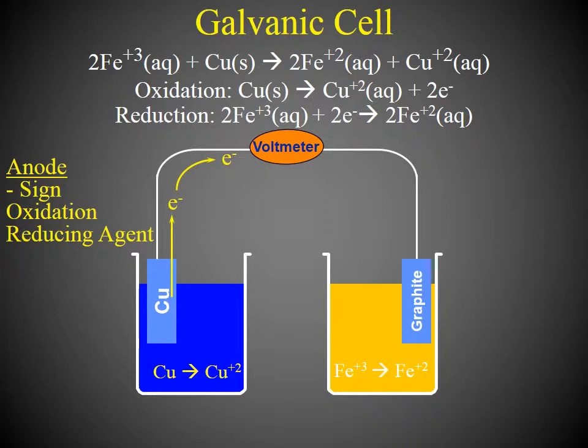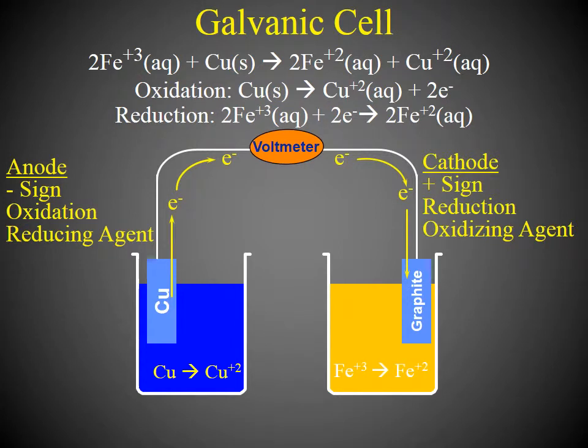Of course, that's not really all that useful work, but let's assume the electrons were going through some kind of circuit that did something like a radio. Well, that would be, let's say, more useful work. But anyway, we have a voltmeter there just to measure that there is a flow of electrons, which then proceeds on to the other side of the galvanic cell, which we call the cathode. This has a positive sign by convention. This is where reduction is taking place. This is where the oxidizing agent is. And this is where, in this case, iron 3 is going to iron 2.